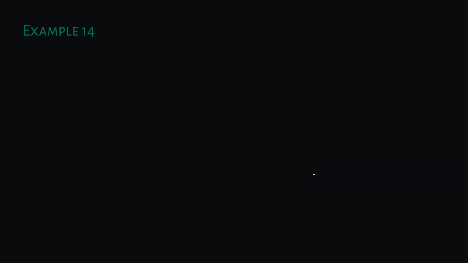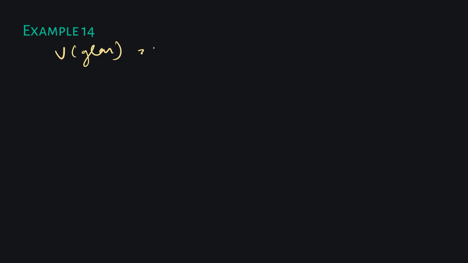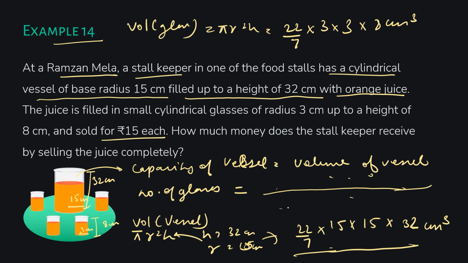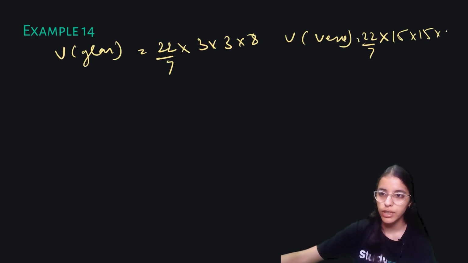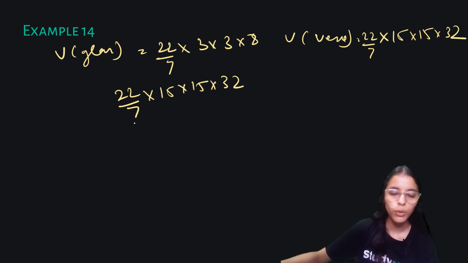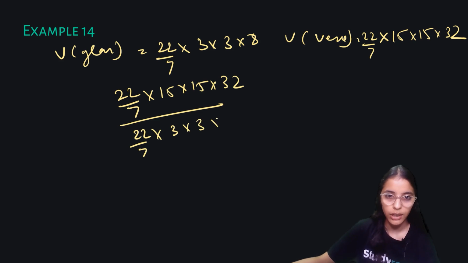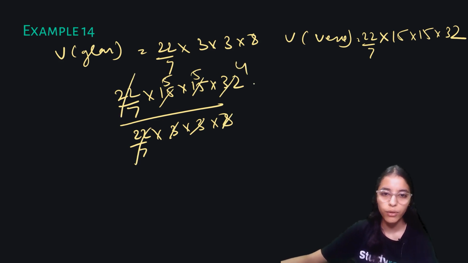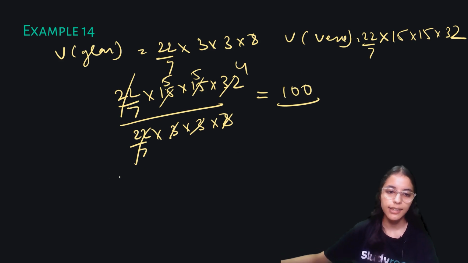Let me move on to the next page. So we have the volume of the glass as 22/7 × 3 × 3 × 8, and the volume of the vessel as 22/7 × 15 × 15 × 32, where R is 15 centimeter and height is 32. Now we simply divide the volume of the vessel by the volume of the glass. 22/7 completely gets cut, 15 divided by 3 is 5, and 32 divided by 8 is 4. So 5 into 5 is 25, and into 4 it's 100. So we have 100 glasses.